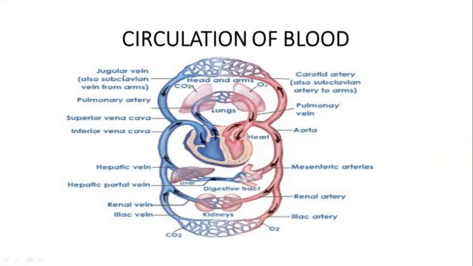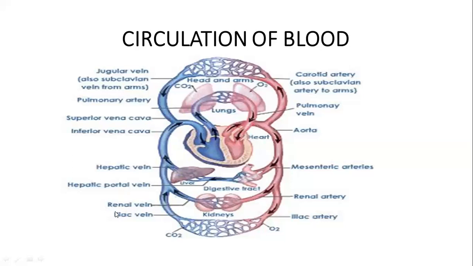Now, jugular vein brings the deoxygenated blood from the head and arms to the superior vena cava, which takes the deoxygenated blood to the right side of the heart. Hepatic vein brings the deoxygenated blood from the liver to inferior vena cava, which takes the blood back to the right side of the heart. Hepatic portal vein brings the deoxygenated blood from digestive tract to inferior vena cava, which takes the deoxygenated blood to the right side of the heart.